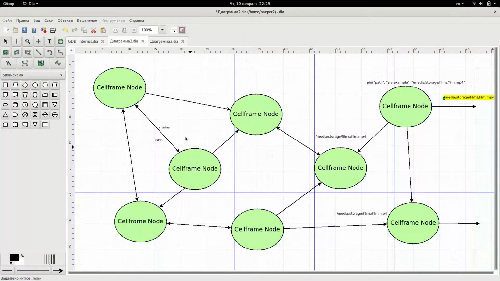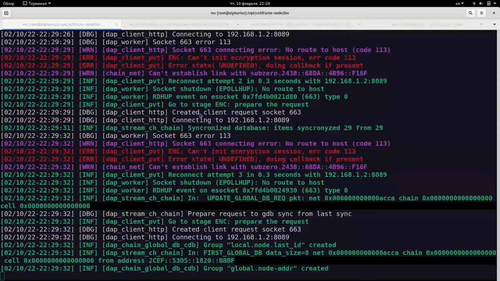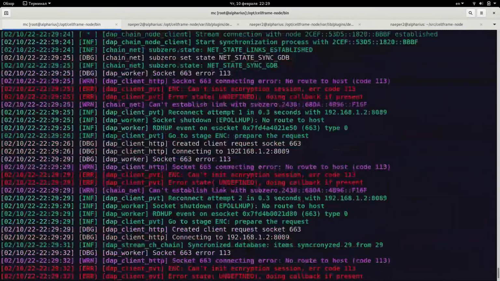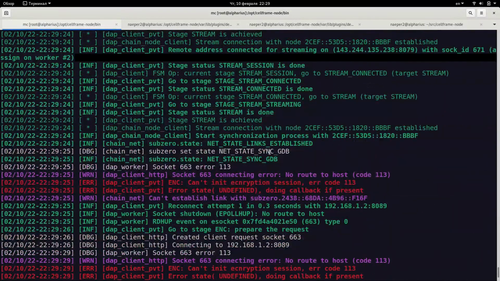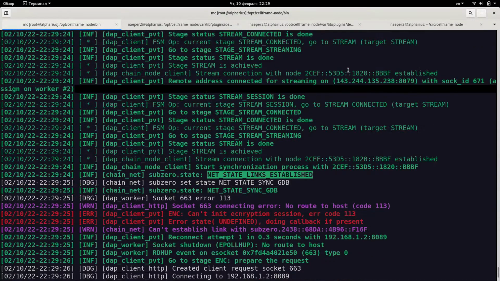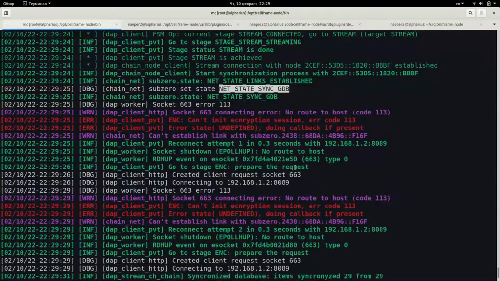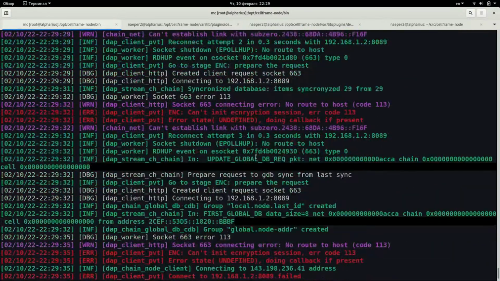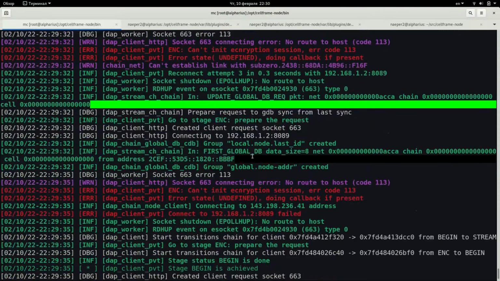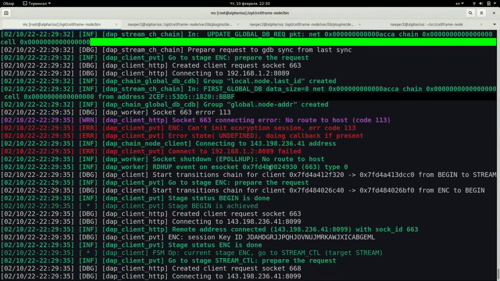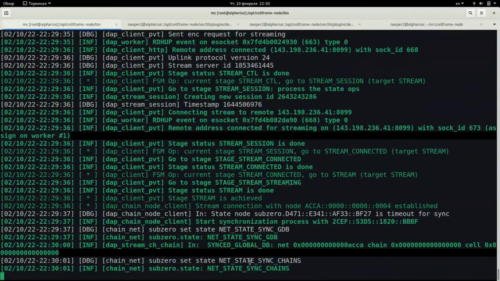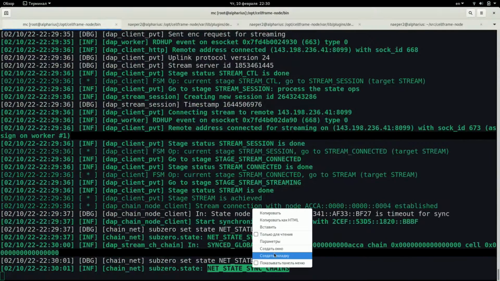And it has connected. You remember, maybe, I have drawn this on the second diagram. It happens. It brings up links, and you could see maybe state sync GDB. So you see state links established, sync GDB. After sync GDB, we could see it starts requesting to sync more GDB. Okay, and then we go sync chains.